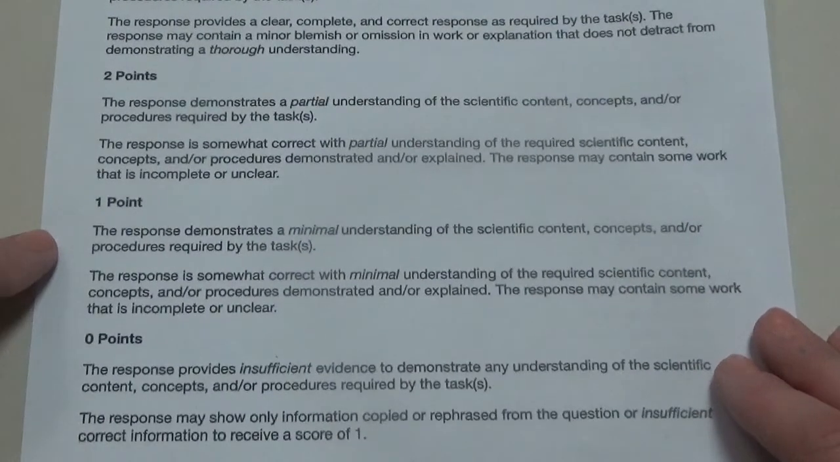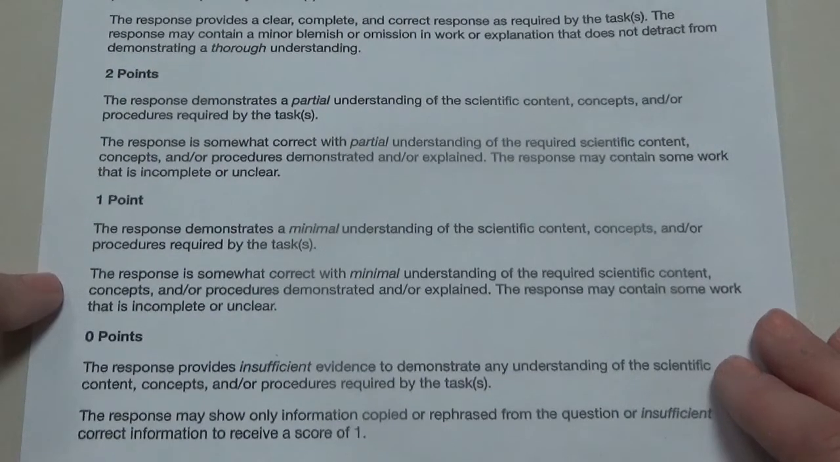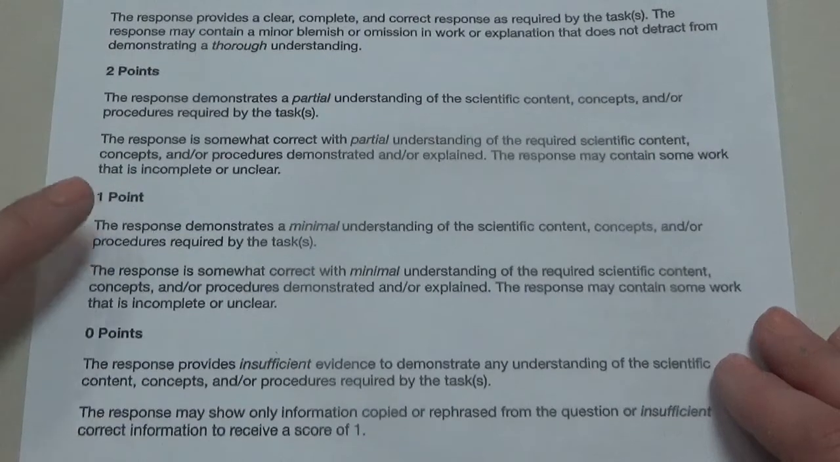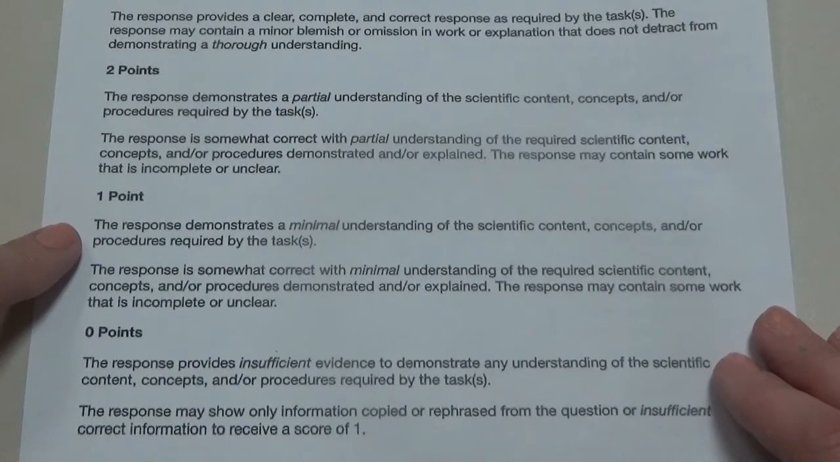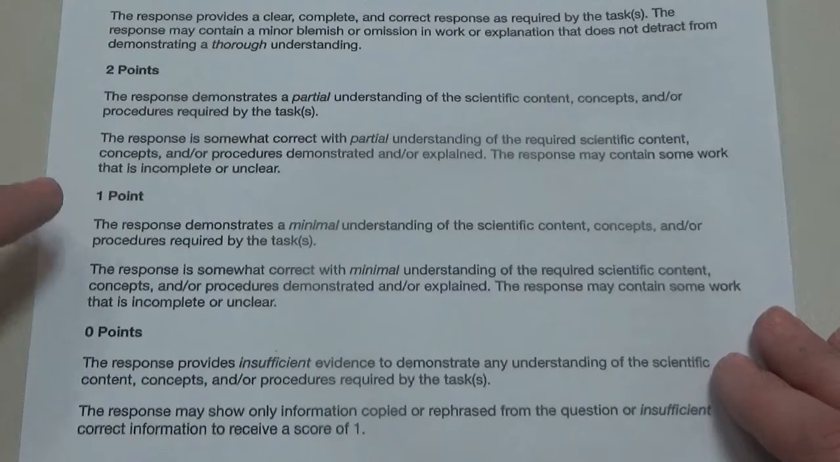1 point is for showing a minimal understanding of the scientific concepts or procedures required by this task. This response is somewhat correct. That'll get you 1 point. By writing something, you're going to get 1 point. And I tell you over and over as we go through this, when you're doing your open-ended response questions, make sure you restate the question in your answer. That's probably going to get you 1 point, even if you just make something up after you've restated the question, because you're going to be using some vocabulary, you're going to sound like you know what you're talking about. Just restate the question in your answer to earn that 1 point.